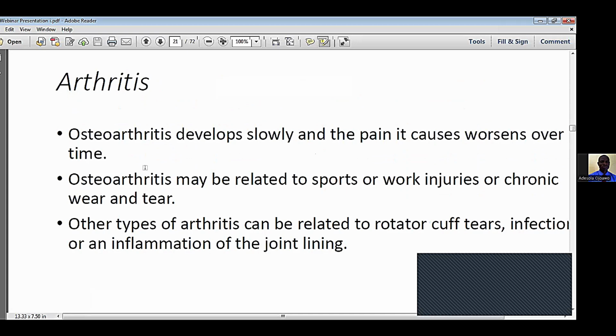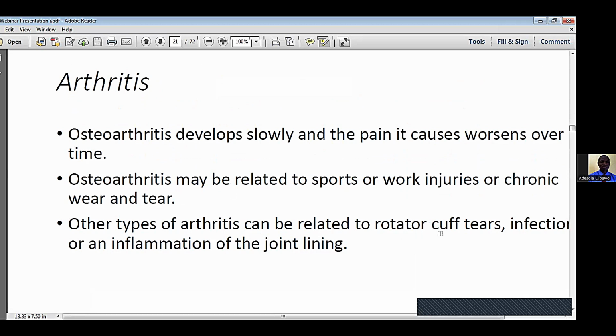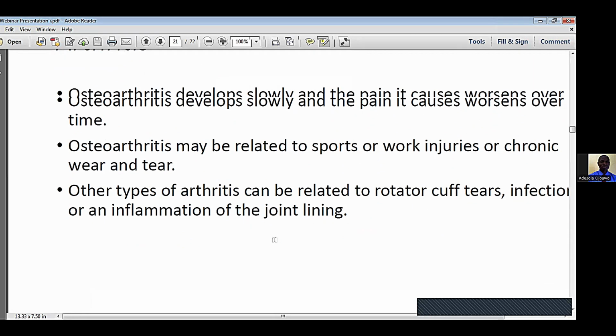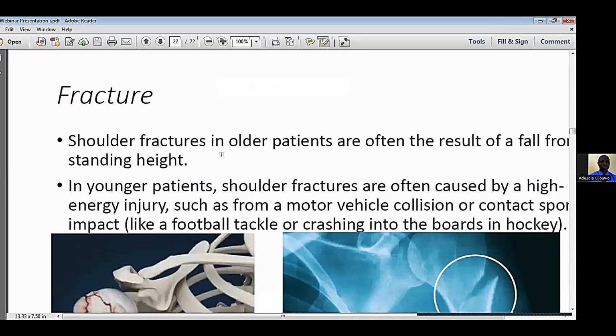When the edges of the articular surfaces get degenerated, it may result in arthritis. Arthritis may be related to sport or work injury or chronic wear and tear. Other types of arthritis can be related to cuff tears, infection, or inflammation of the joint lining. It can be gout, or rheumatoid. Rheumatoid arthritis is not really common in the shoulder joint, but it can occur.